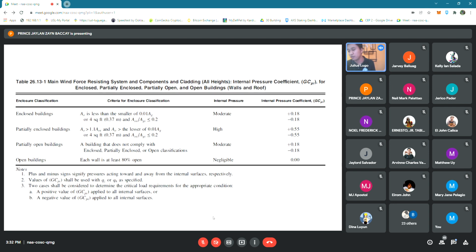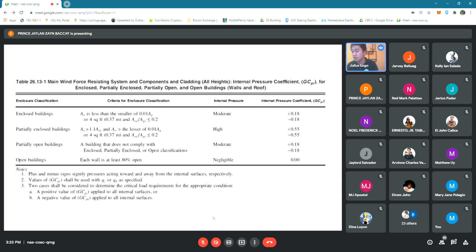So, in the table, mayroon tayong criteria for the enclosure classification. First one is enclosed buildings. If the area of the opening is less than the smaller of 0.01 area gross, or 4 feet, or 0.37, and AOI over AGI less than or equal to 0.2. So you have to check first the criteria, kung saan magpo-fall yung classification ng enclosure ninyo. So we have enclosed buildings, partially enclosed buildings, partially open buildings, and then we have open buildings.